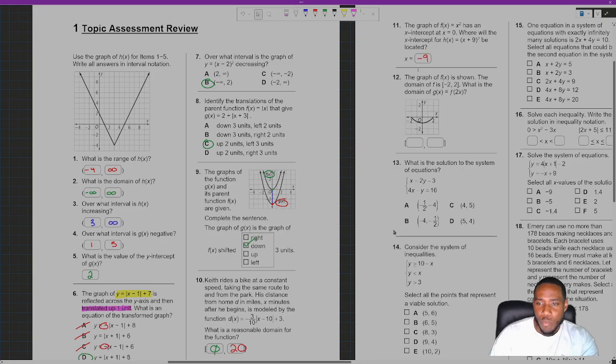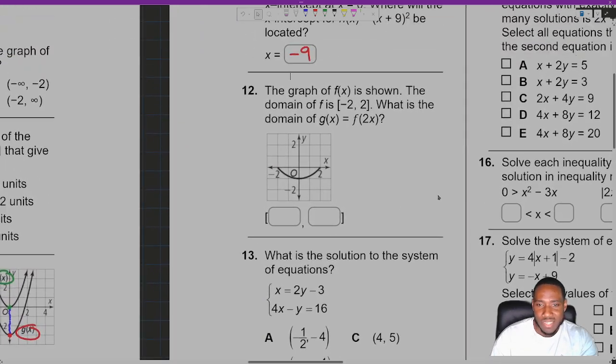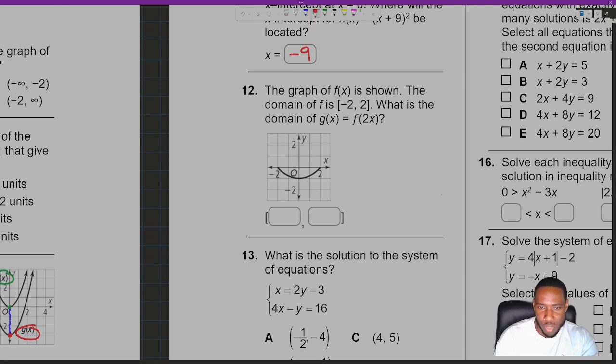Number 12, we've got this function f of x that's graphed for us, and they tell us that it has a domain of -2 to 2. So these are hard stops. Okay? They ask, what is the domain of g of x if it is f of x, but we're multiplying the x value by 2?